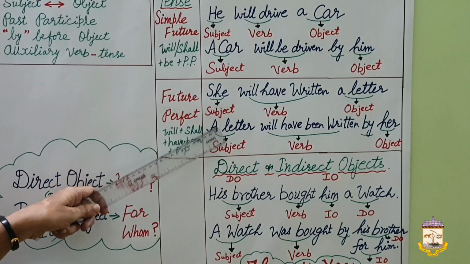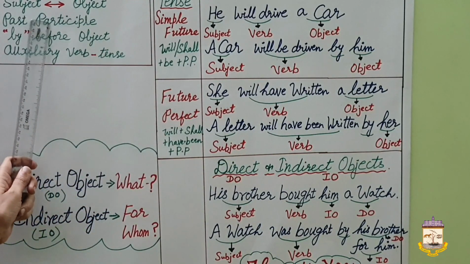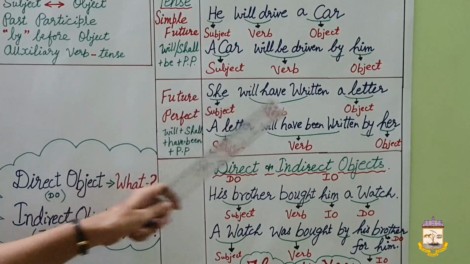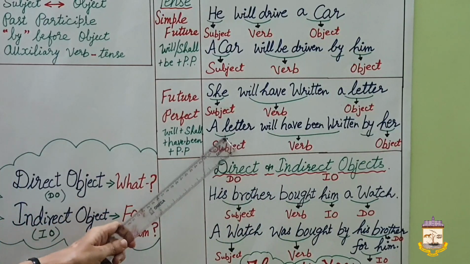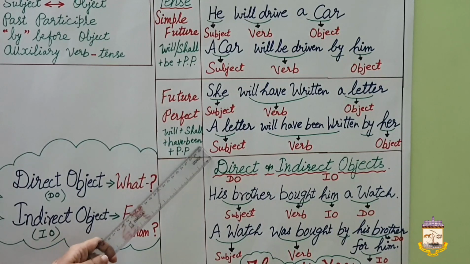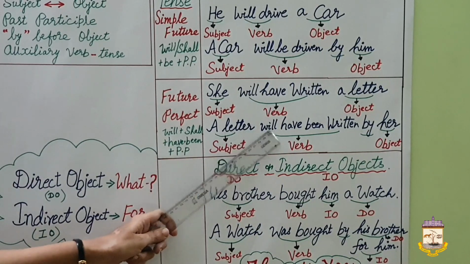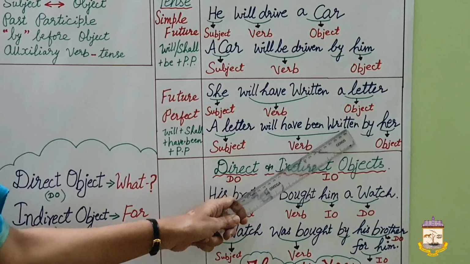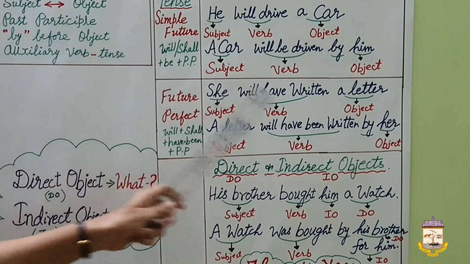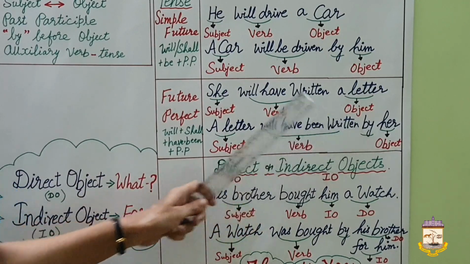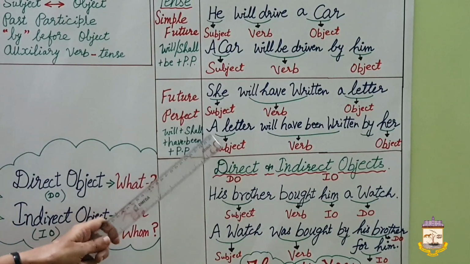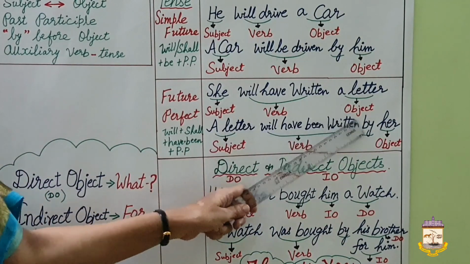Changing this into passive, the same format principle has to be used. The subject and object will change their places. So she will become her, a letter will become the subject. A letter, the format is will plus have plus been plus past participle. So will plus have plus been plus written. So a letter will have been written. So by before the object. So you are placing a by here. The object is she has become her. So is it clear, children? A letter will have been written by her.